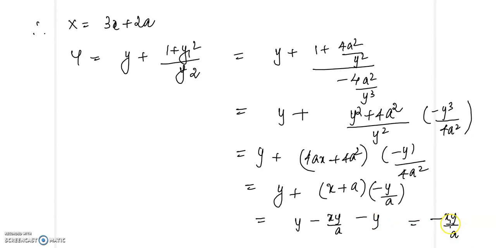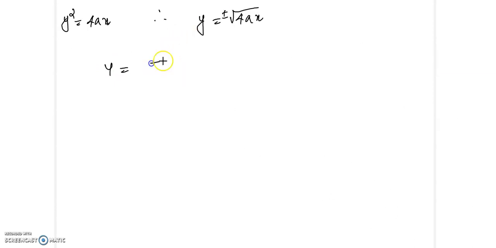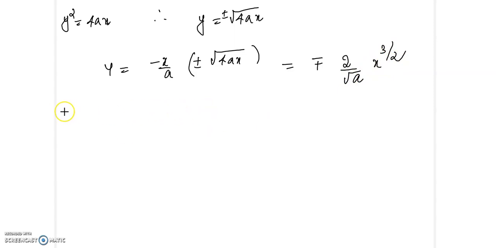Now we can substitute for y. So we have y square equal to 4ax. Therefore y will be plus or minus root of 4ax. So we will get capital Y equal to minus x by a into plus or minus root of 4ax. So minus multiplied by plus or minus, we will get minus plus 2 by root a, x raised to 3 by 2. So that is the value of capital Y.